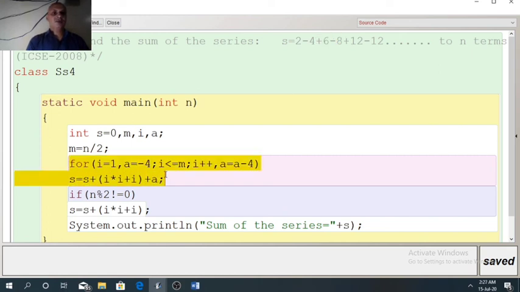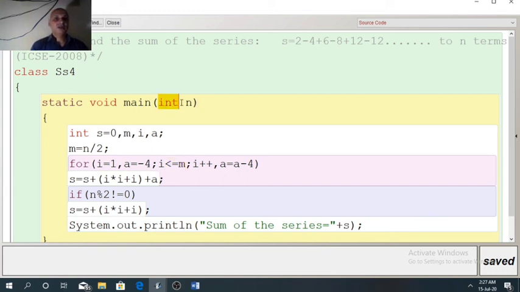So like this the loop will continue. When I will be 3, a will become -12. S equal to s plus 3 square plus 3. 9 plus 3 we will get 12 and the value of a is -12. So in the third iteration we will get 12 and -12. And when I will be 4, a will become -16. Then 4 less than or equal to 3, the loop will be over.